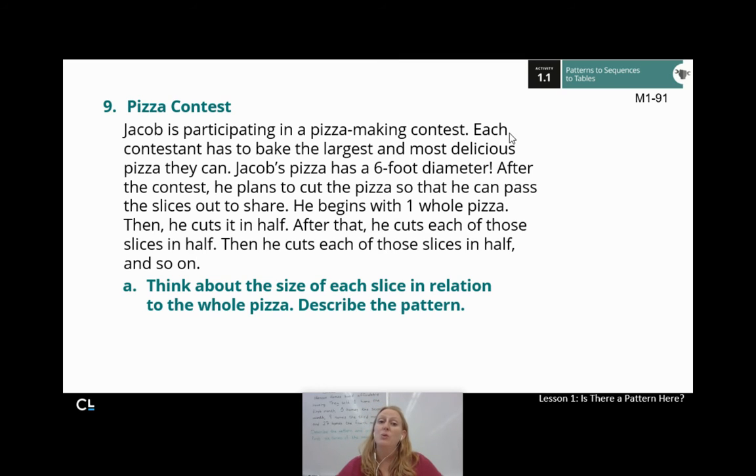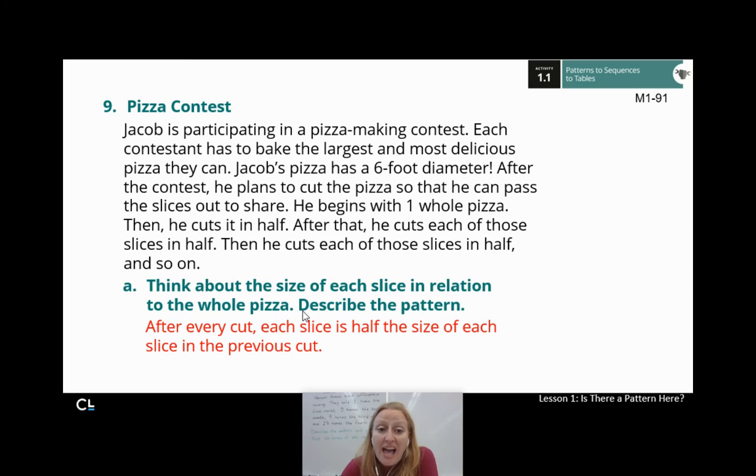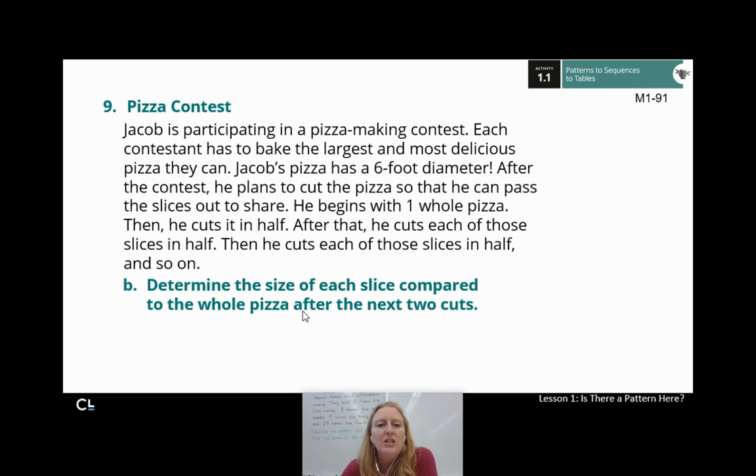He begins with one whole pizza, his big old 6 foot pizza, and then he cuts it in half. After that, he cuts each of those slices in half. And then he cuts each of those slices in half, and so on. So think about the size of each slice in relation to the whole pizza. This means the pattern is that after every cut, each slice is half the size of each slice in the previous cut. So we keep cutting things in half, right? Cut in half, cut in half, cut in half. So determine the size of each slice compared to the whole pizza after the next 2 cuts.